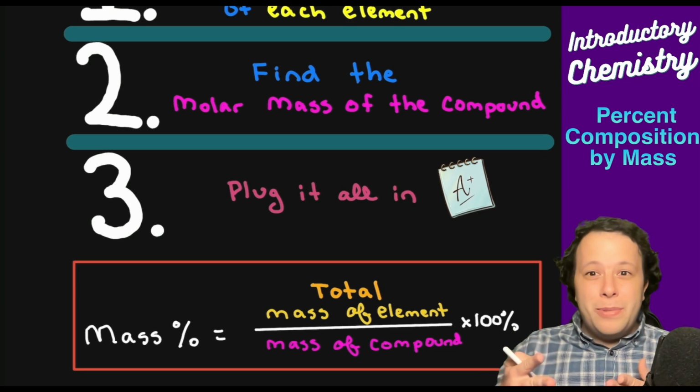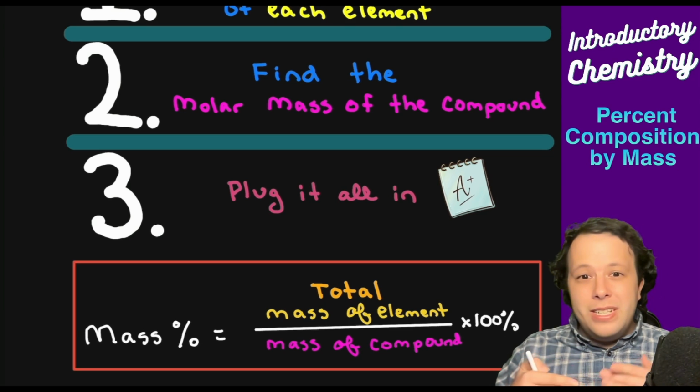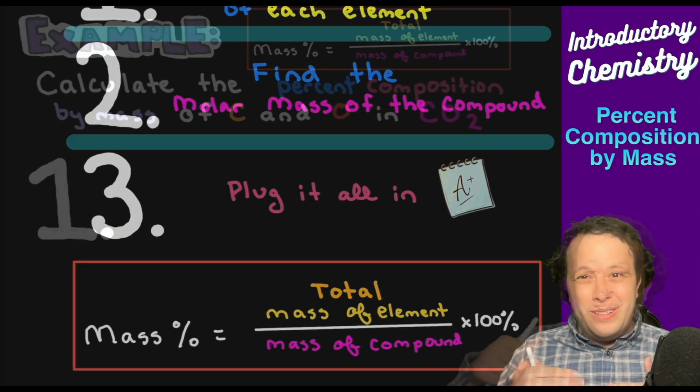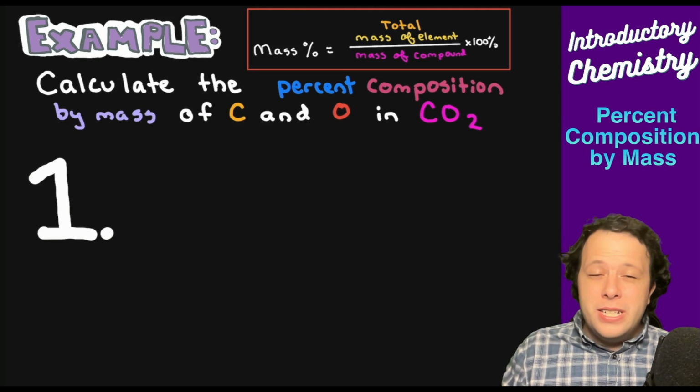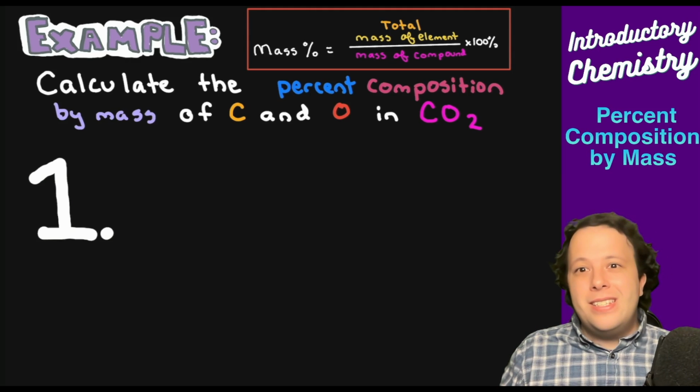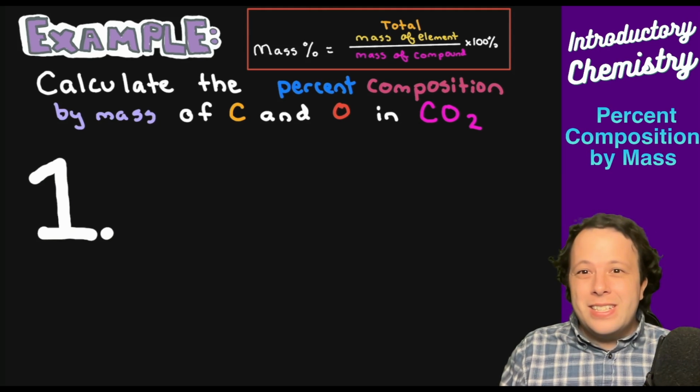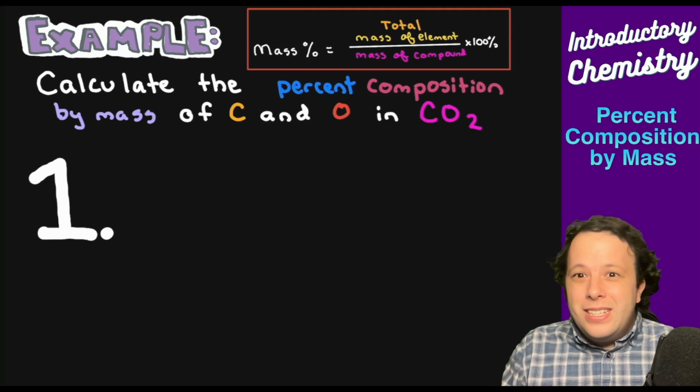Let's go into an example that we can do together, and as you're going through these, please feel free to pause it and try to do them on your own to see if you can do them as well. Okay, let's do the following problem. It says calculate the percent composition by mass of C and O in CO2, which more specifically is carbon and oxygen. So let's go through it.